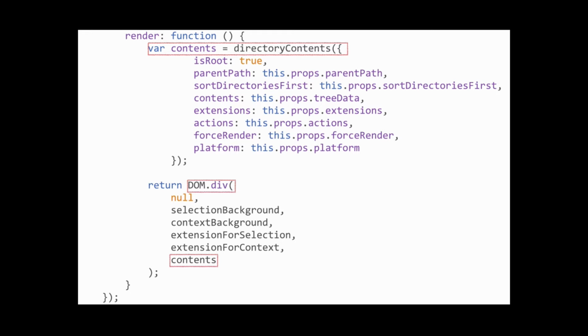It's when we call directory contents, or we call dom.div, I guess when you're creating a div, this is a way to think about it. That null for the first parameter is where the attributes would go, and you just pass that as an object. And then everything else is just children of that div. So it's very straightforward.